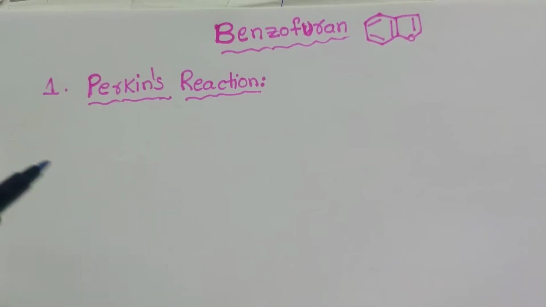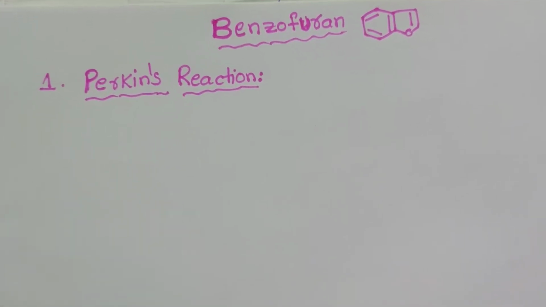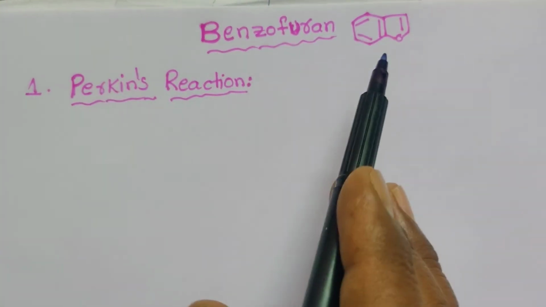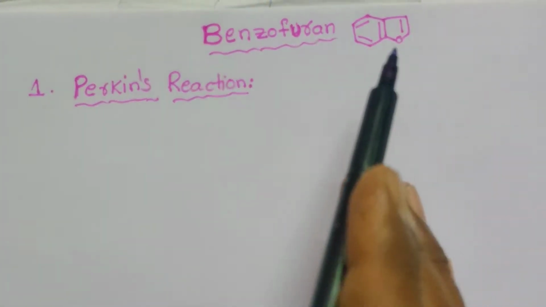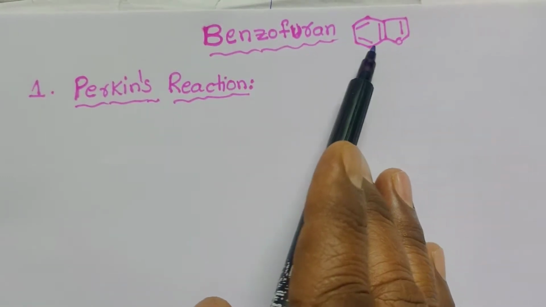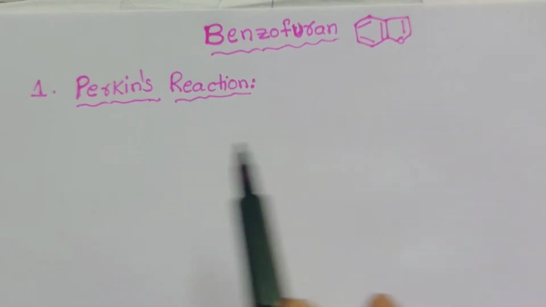Hi dear students, in this video now we are going to learn the preparation and properties of the benzofuran. In benzofuran, two rings are there. One is the benzene ring and the second ring is the furan ring. These two rings are fused here.